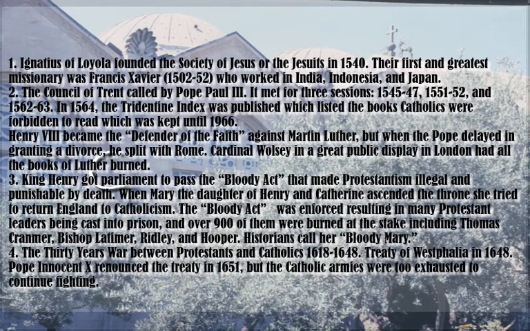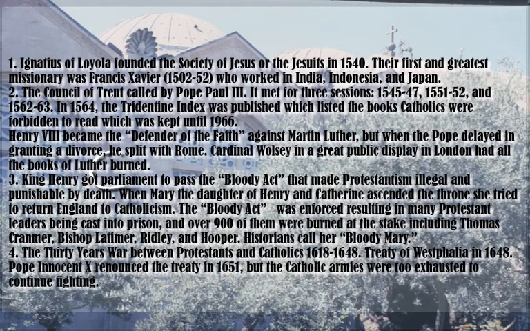The Council of Trent, called by Pope Paul III, met for 3 sessions: 1545, 1551, 1562. In 1564, the Tridentine Index was published, which listed books Catholics were forbidden to read, which was kept until 1966.